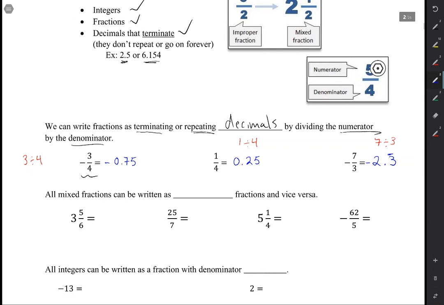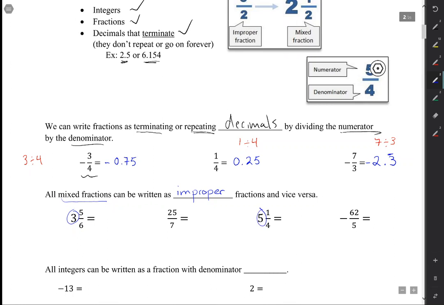Now, all mixed fractions can be written as improper fractions and vice versa. You might remember doing this in middle school, so let's just fill this in, improper. So we have mixed fractions and we have improper fractions. Mixed fractions is when it has this big number out front like these two do.